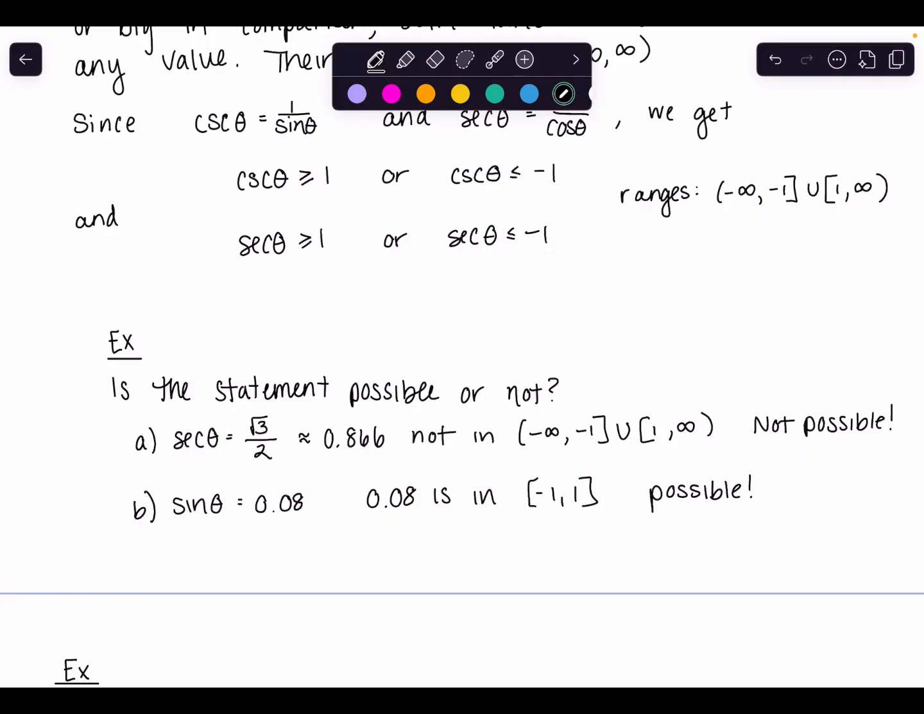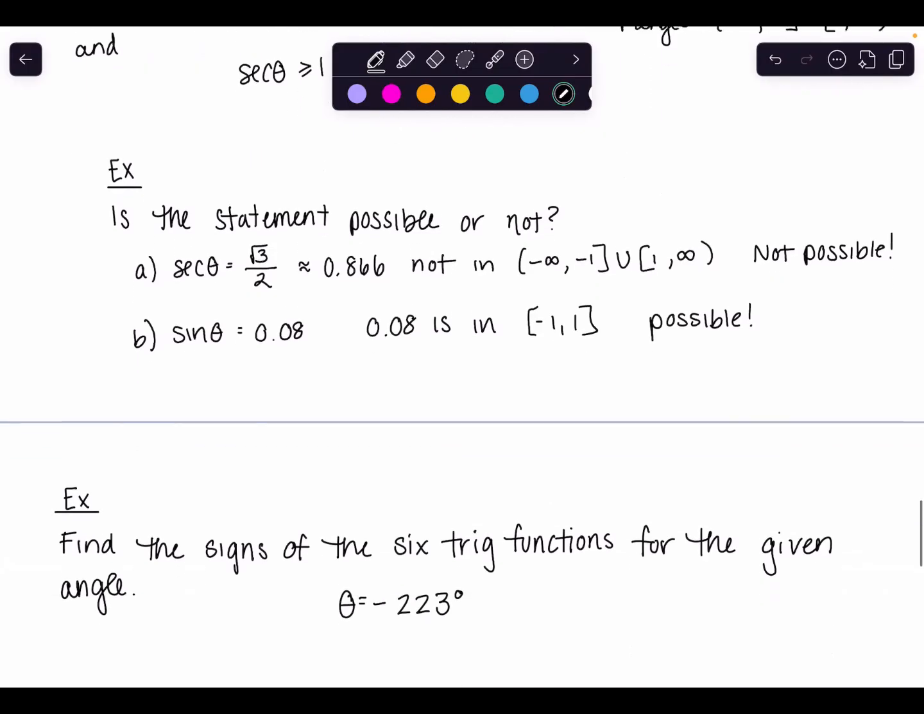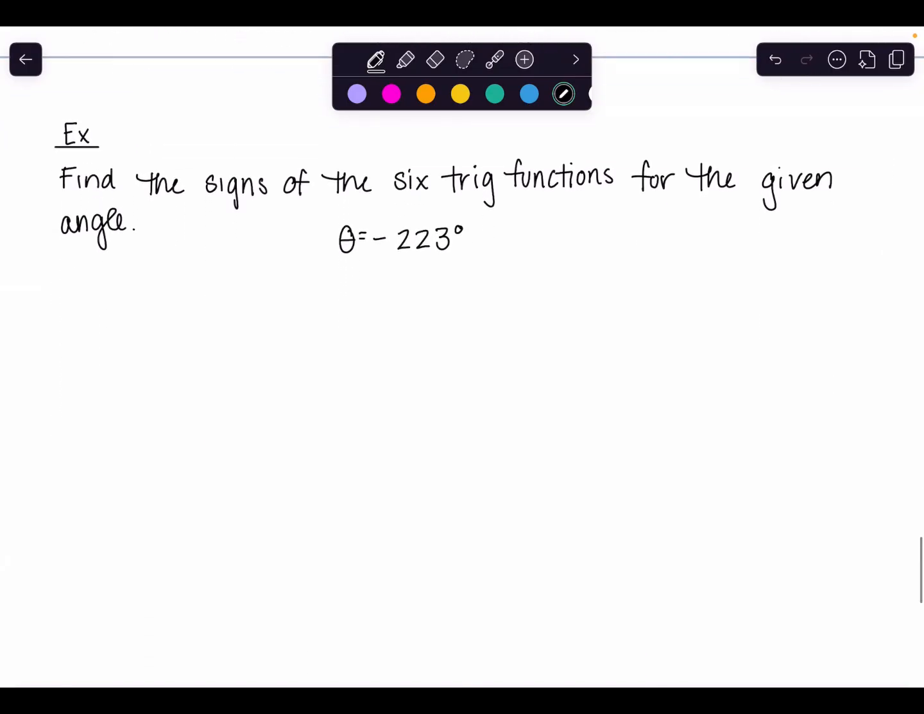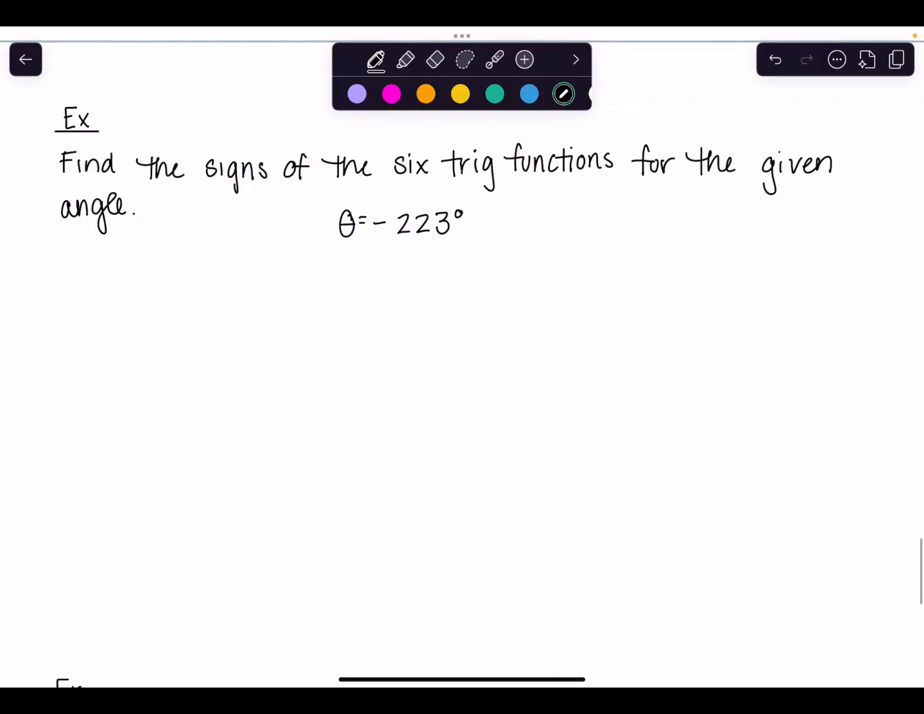So we're going to go back to those signs of these. We're going to find the signs of the 6 trig functions for this given angle. And then we're going to see if we can identify the quadrant for the angles satisfying whatever conditions they tell us. So starting out with this one, we're given an angle of -233 degrees, and we want to figure out what sign each trig function is.